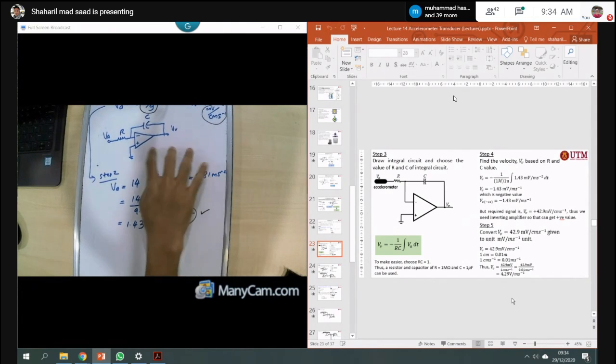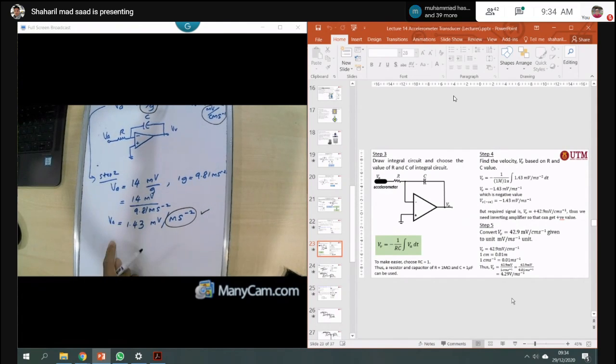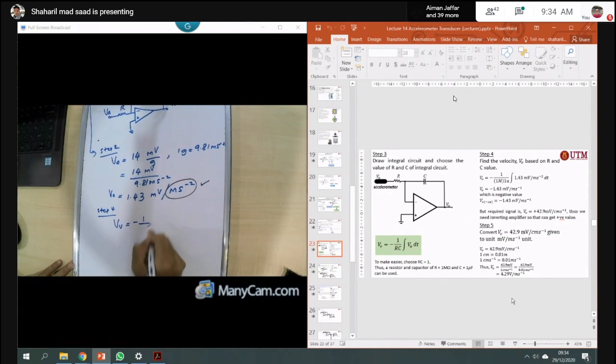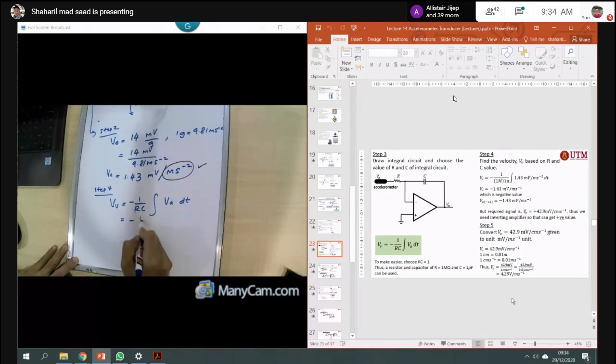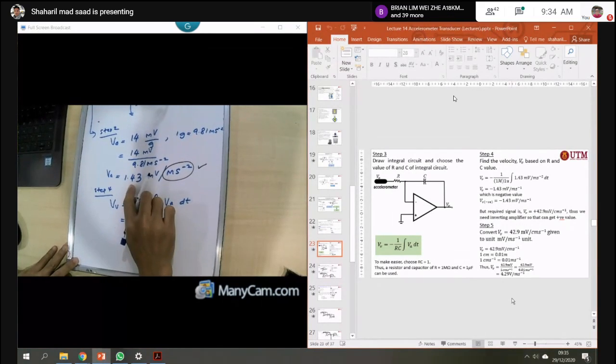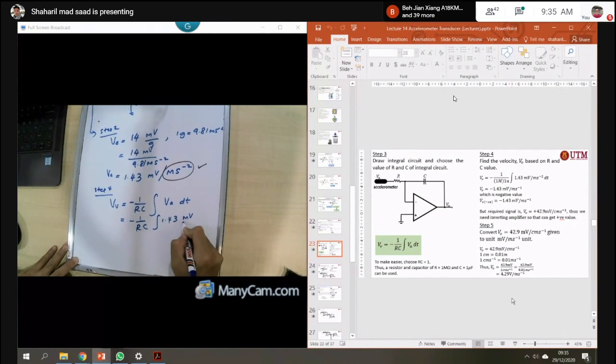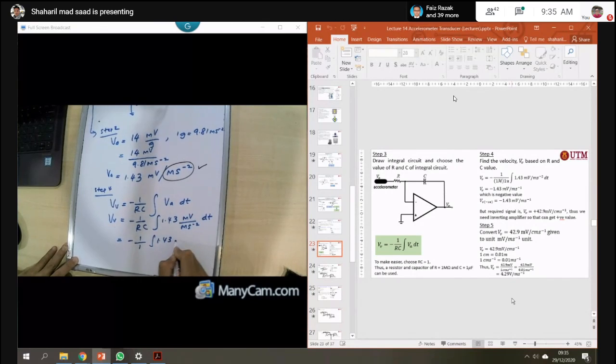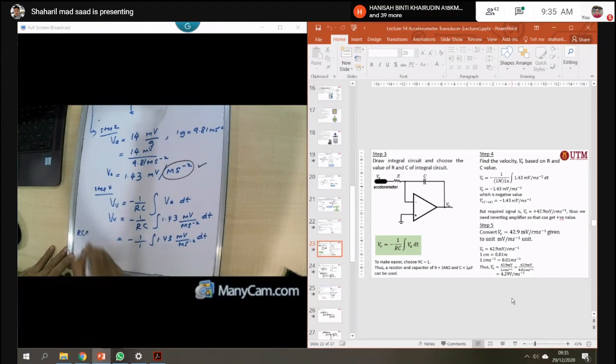Now from this VA here, we want to get the velocity here. As we know, step 4, if we refer to the slide, VV is equal to minus 1 over RC, the integral of VA dt. Now VA has the value 1.43 millivolt per meter per second squared. So this is your VV. The value you are going to use is quite simple, 1 over 1.43 millivolt over meter per second squared dt. So that means your value for R and C is equal to 1.